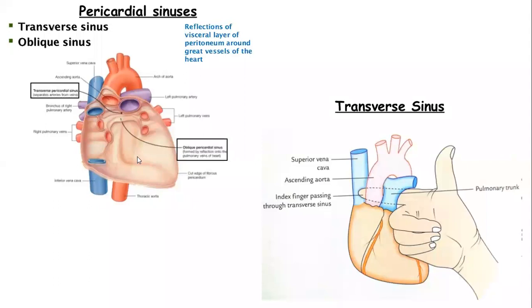Similarly, the oblique sinus is located at the posterior aspect of the heart, that is, over the left atrium of the heart. So the oblique sinus is a passageway formed in the pericardial cavity posterior to the left atrium of the heart. Hence, it is located over the posterior aspect of the heart.